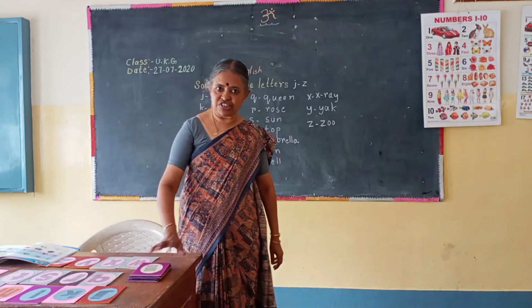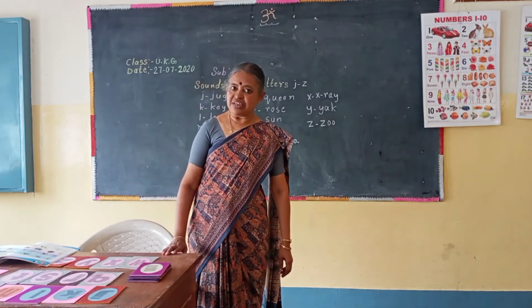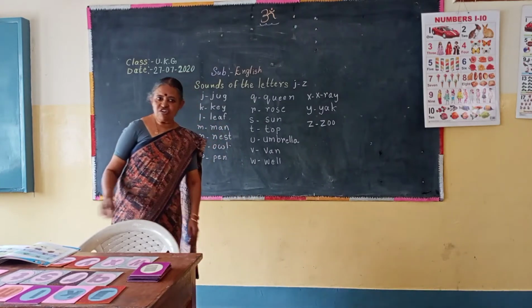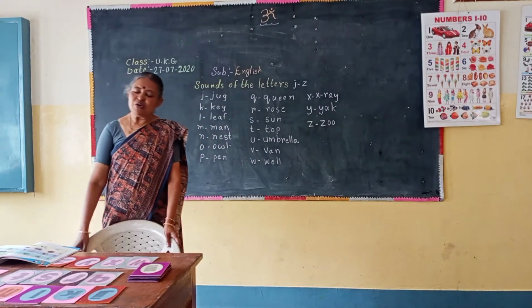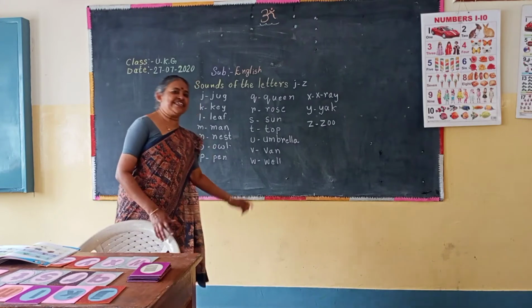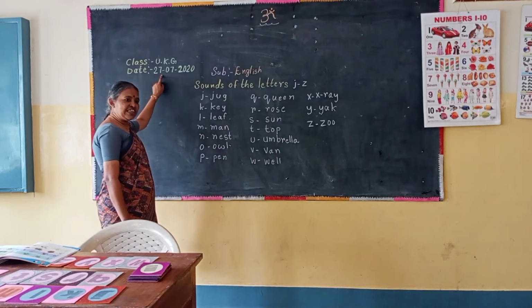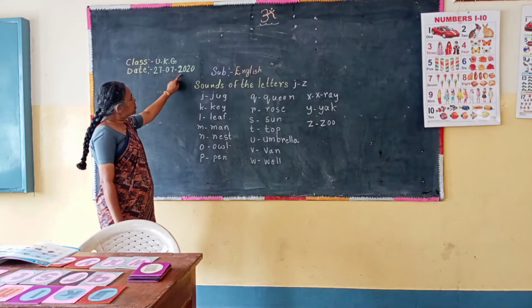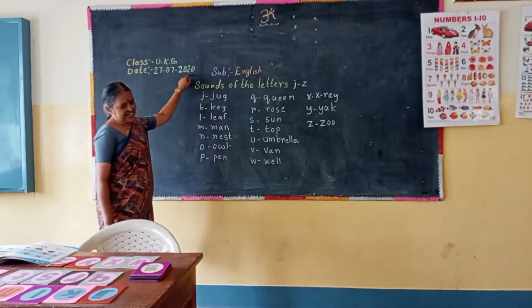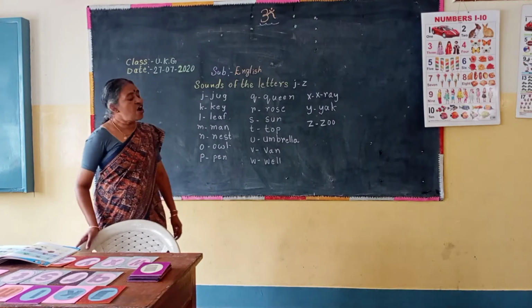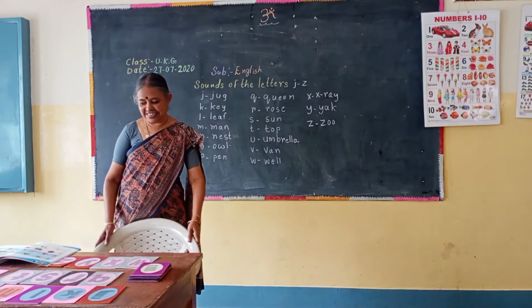Today I am going to start with J to Z, children. Okay? You all know today's date. What's the date? Just see the blackboard and repeat. 27 July 2022. Today we can start the other alphabets, the sounds of the letters.